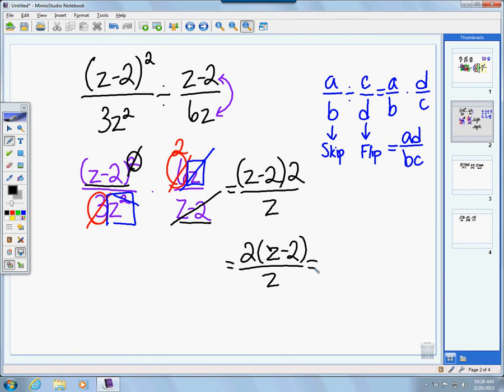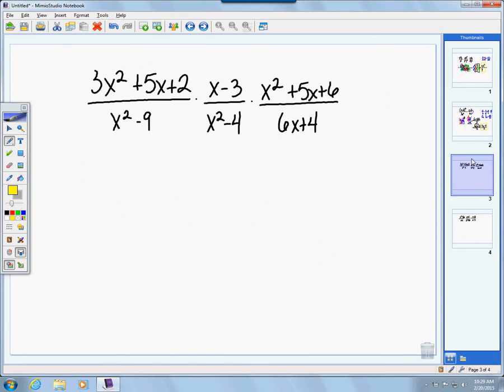You could also present your answer by distributing the 2 into the quantity. So we have 2z minus 4 all over z. So recall that you can't reduce any further because each term that you have here does not have a z in it, so I can't reduce it with the z in the denominator. And that is it. So this is our final solution. Now let's do a little bit more heavy lifting.